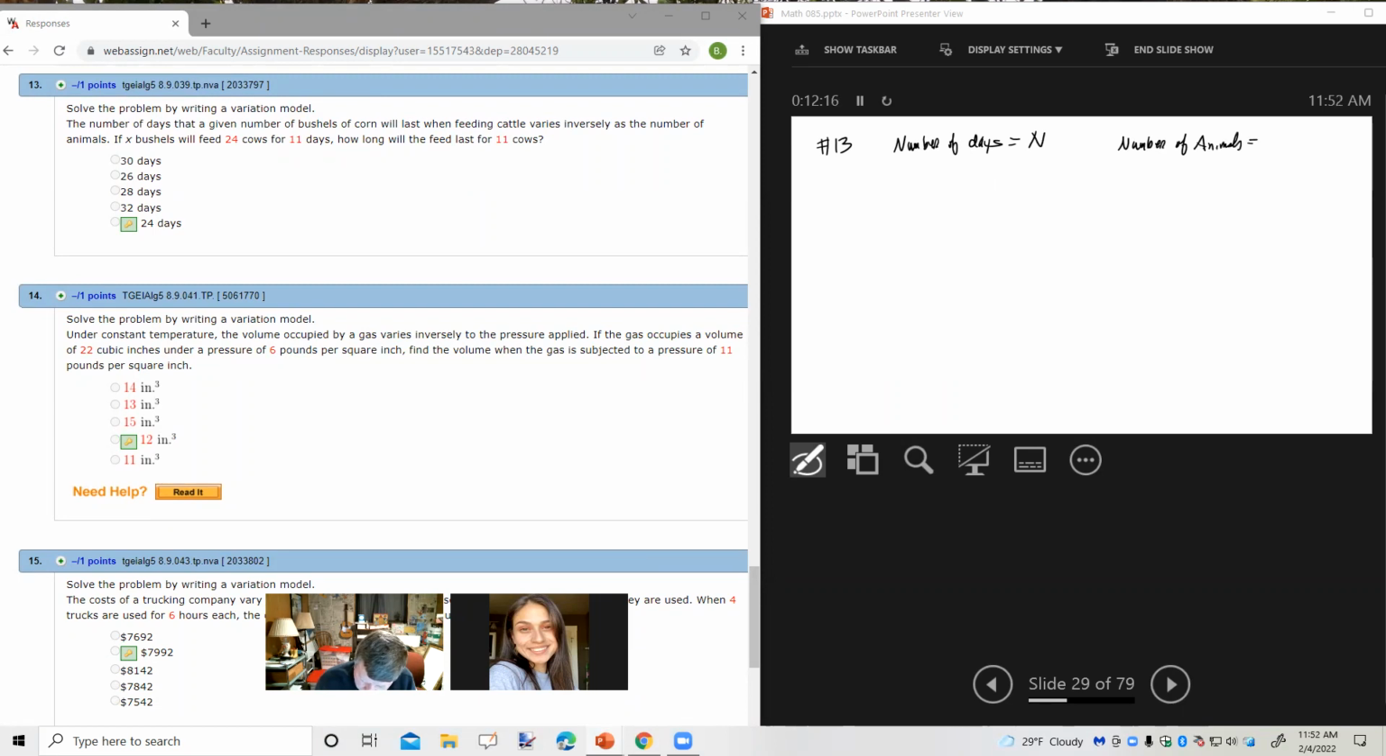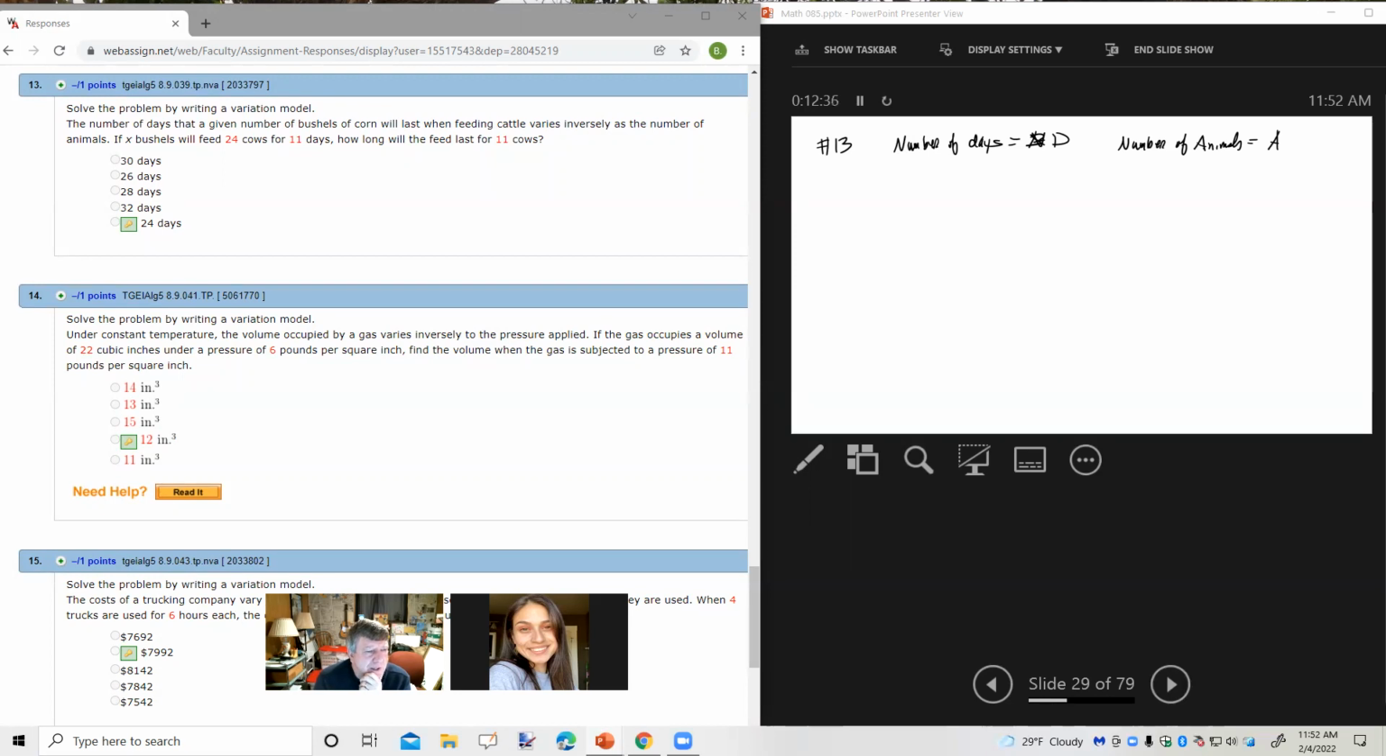We'll call, let's see, if can't use in both. How about we'll use A for animals? So maybe we'll use D for days and A for animals, okay? All right. And again, it doesn't matter what you call it, but establish it so that you know what it is you're talking about when you're dealing with each variable.